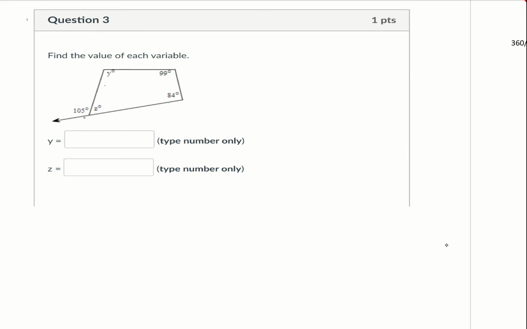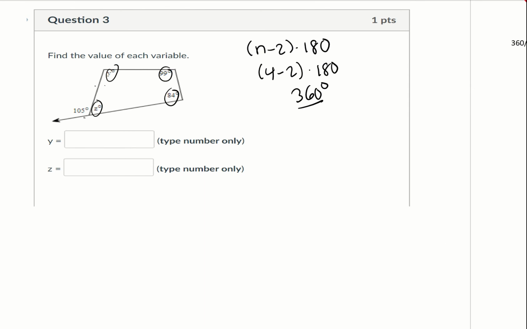Now, since this is a quadrilateral, it has 4 sides. If we look at the formula for the interior angles, remember that it's n minus 2 times 180 for a convex polygon. And so we have 4 sides in this quadrilateral, and if you did that, you get 360. So we know that all 4 of these angles must add up to 360. However, we do have 2 unknowns, so we're not able to solve this yet. So what we're going to do is we're going to get z first, and then we can get y.